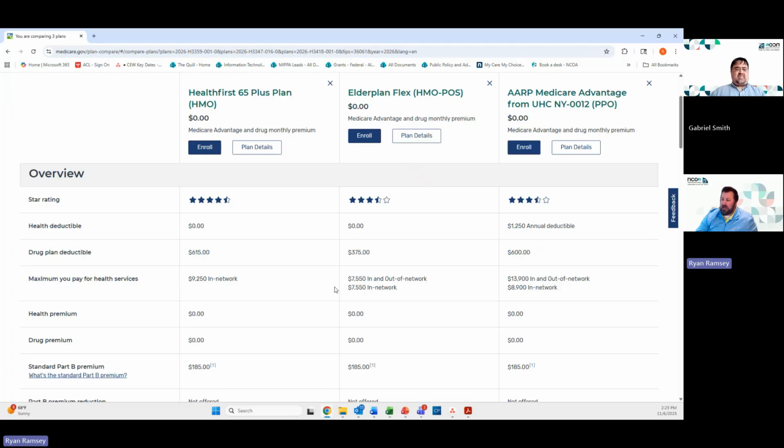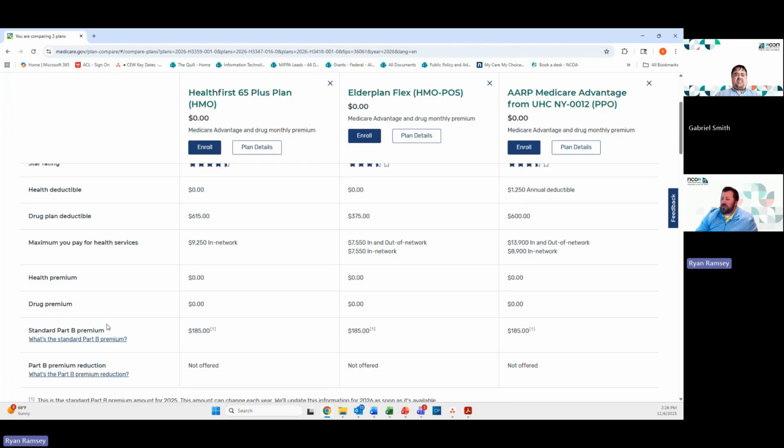So if I go in network or if I go in and out of network, a combination, it would still be $7,550. You'll see under AARP, if I stay in network, my out-of-pocket maximum is going to be $8,900. If I go out of network, that raises up to $13,900. So these are just important things to sort of note.